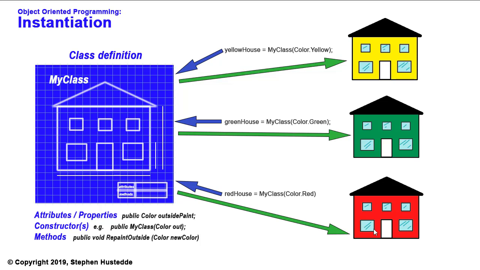Now, this is not drawing the house, but this is giving an idea of the color property or the outside paint property. So I create one here called a yellow house. That's my object name or my instance name equals my class, and I pass it color.yellow, and it would create a class with the outside paint property set to yellow. I can create one that's green, and I can create another one that's red for my red house. So those are instances. Each one is unique, but they're all based on the same class definition.